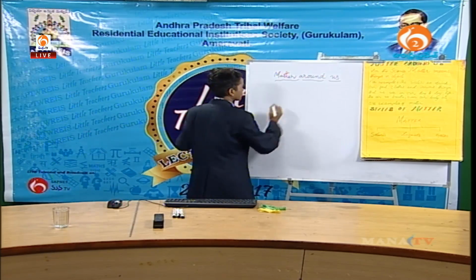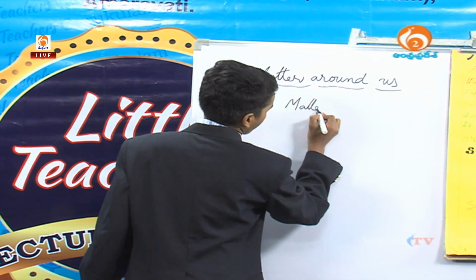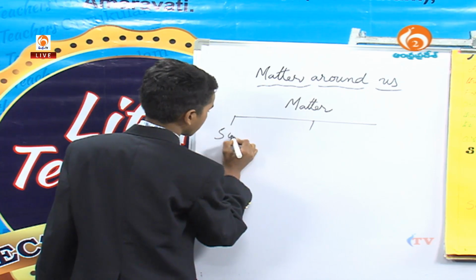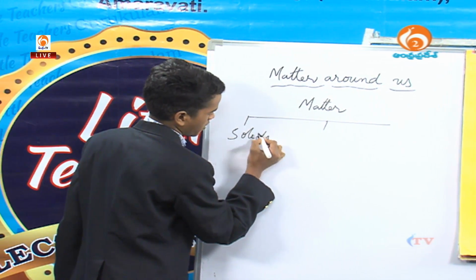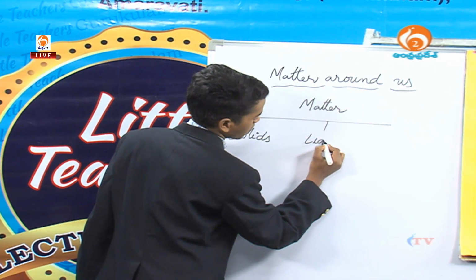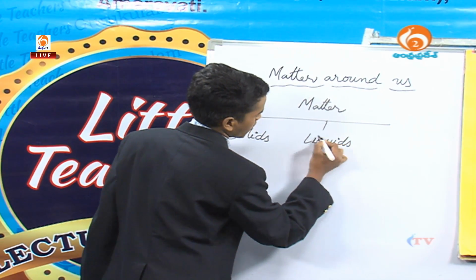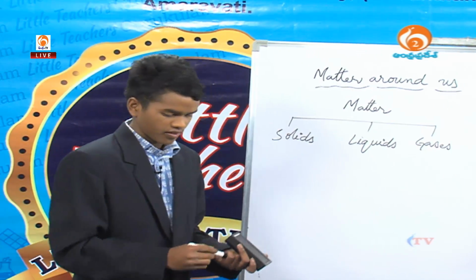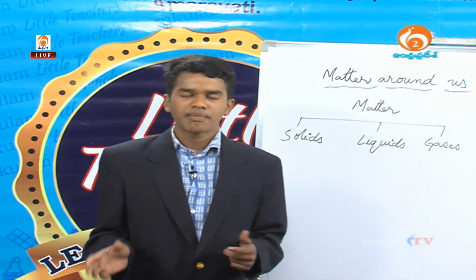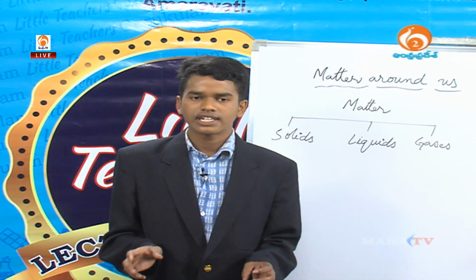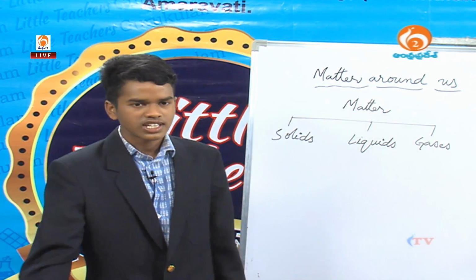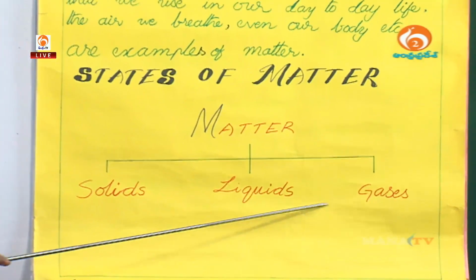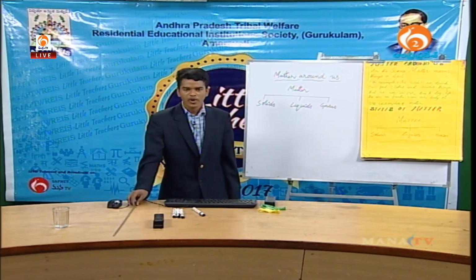In matter there are three states. First one is solids, second one is liquids, third one is gases. Okay friends, in matter there are three states: solid, liquid and gases. Now do you understand, my friends?